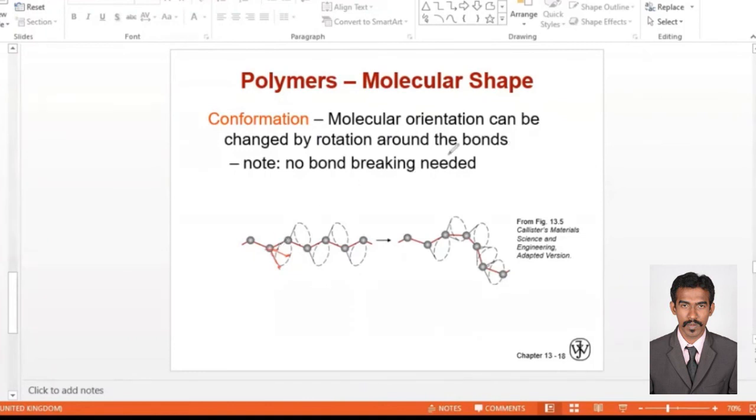Molecular orientation can be changed by rotation around the bonds, no bond breaking needed. This is a linear kind of structure. If you bend it, it will bend, no problem. Just imagine a polythene bag: if you fold it, it will be folded. So they can change direction without breaking the bonds.